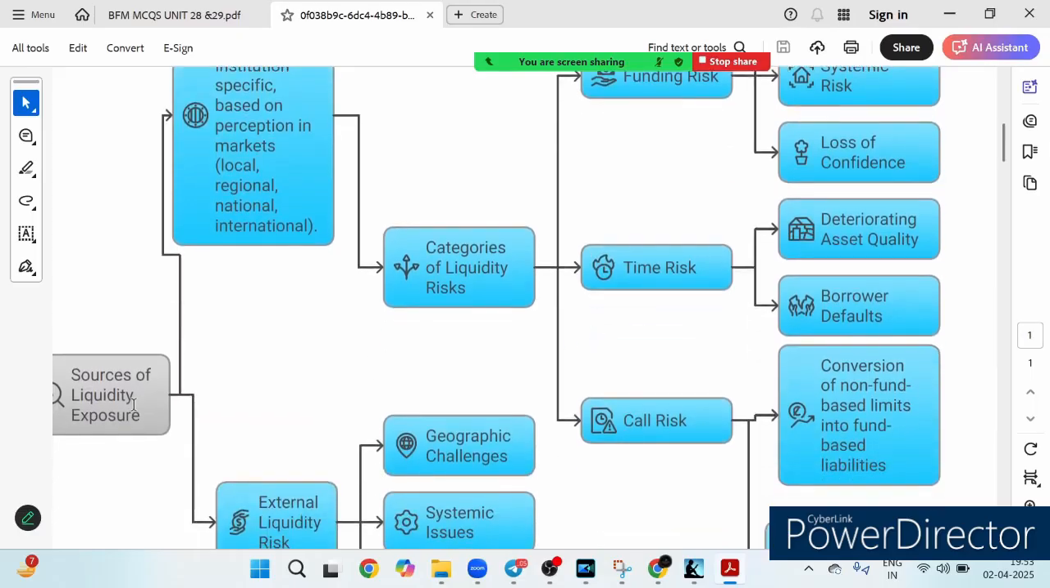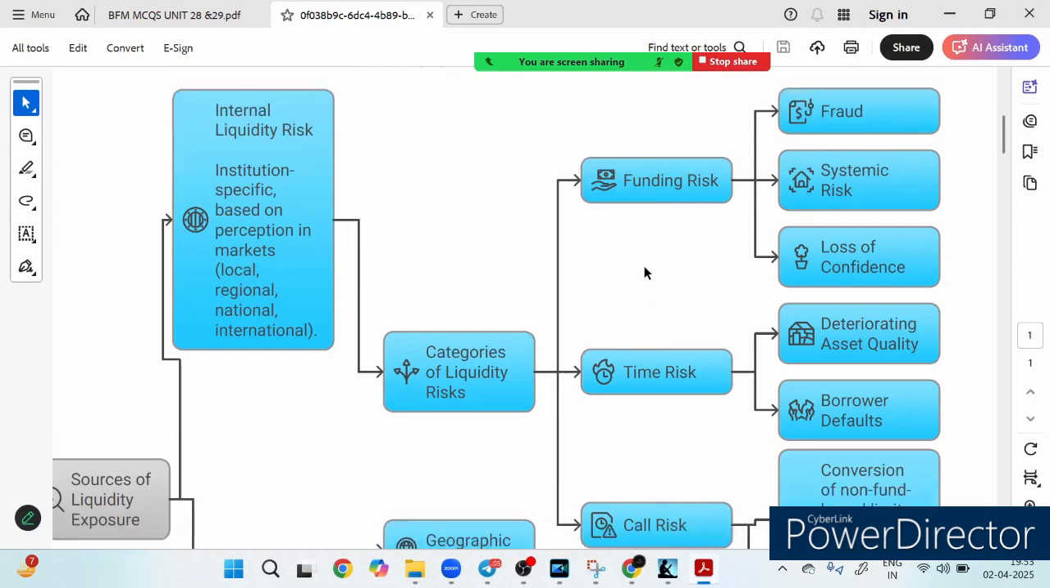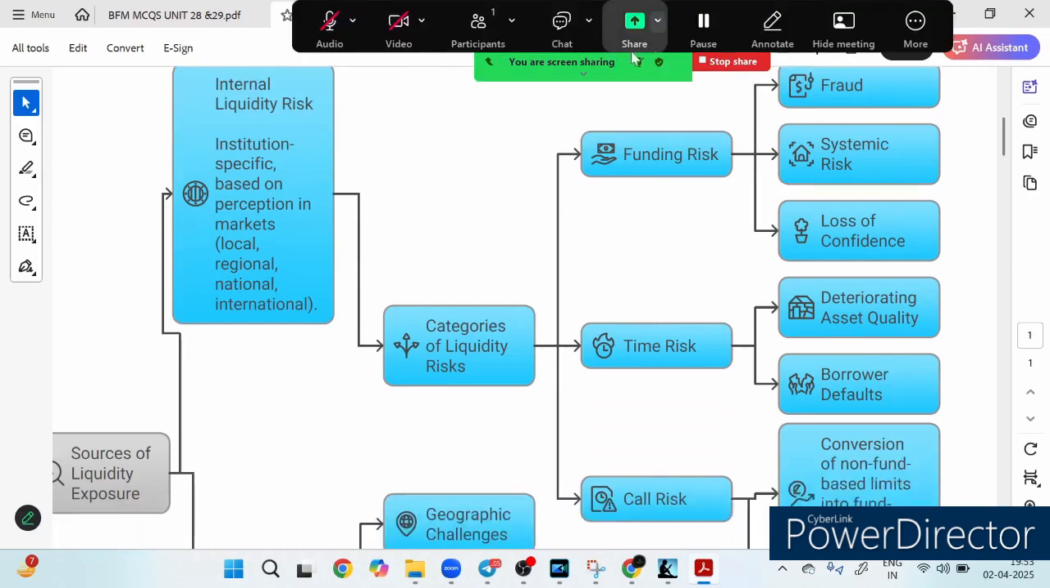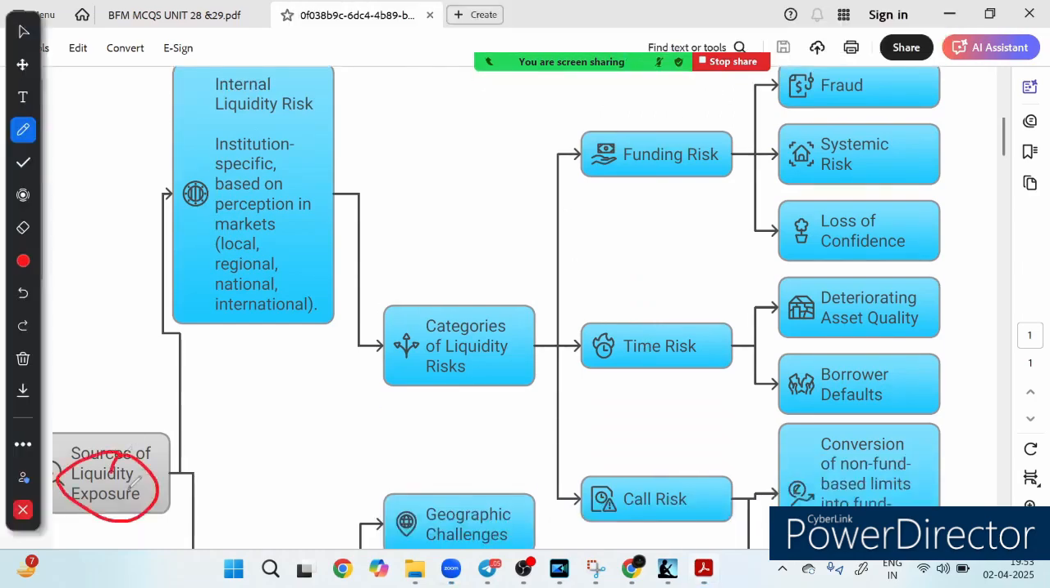When we talk about liquidity risk, we are referring to the risk of a financial institution being unable to meet its short-term obligations. Remember, whenever we talk about liquidity risk, it simply means that our financial institution is unable to meet its short-term financial obligations. And why is it unable? Because of lack of liquid assets. It does not have that many liquid assets.